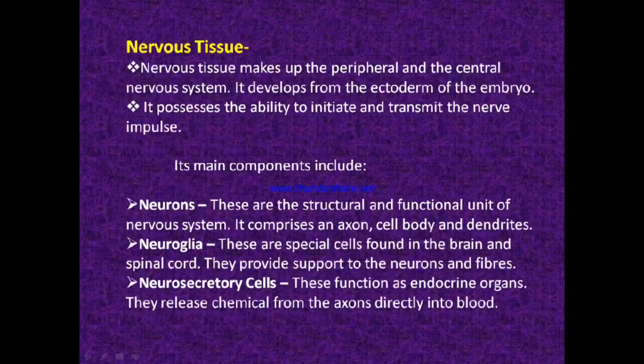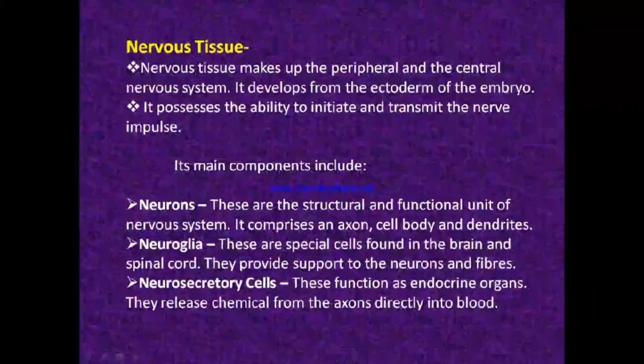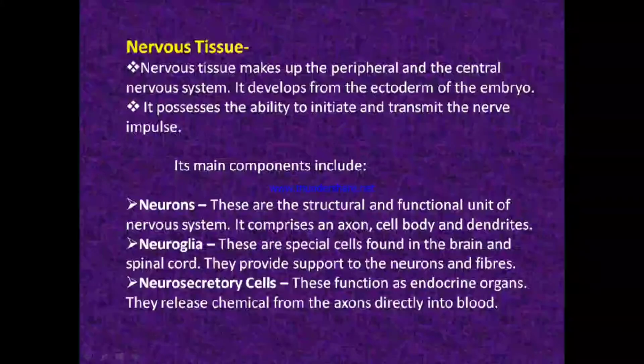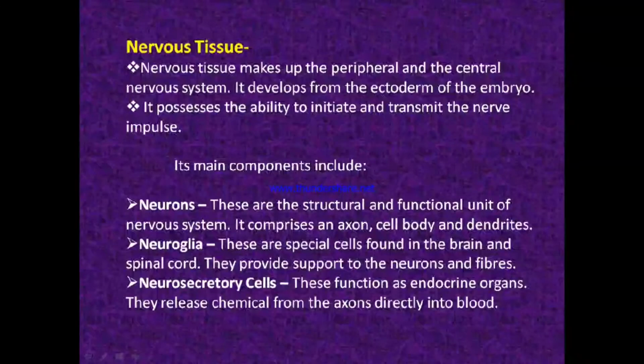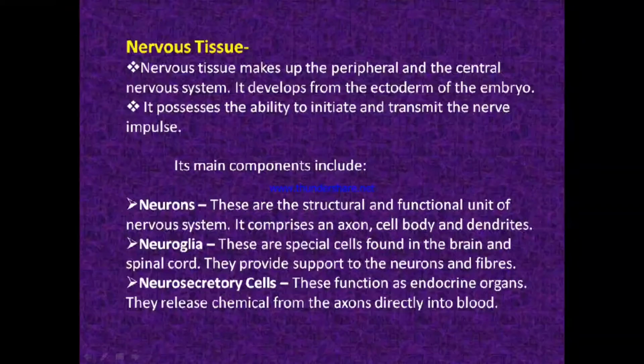Let's see what is the nervous tissue. Nervous tissue makes up the peripheral and central nervous system. It develops from the ectoderm of the embryo. Ectoderm is the outer germinal epithelium of the embryo. It possesses the ability to initiate and transmit the nerve impulse. The 3 main components of the nervous system are neurons, neuroglia and neurosecretory cells.